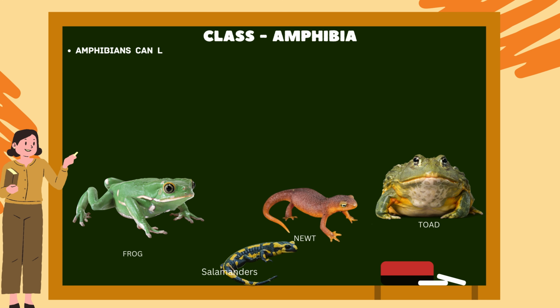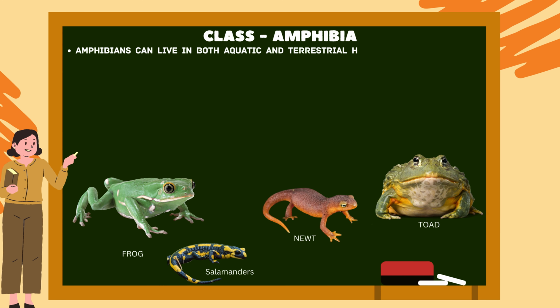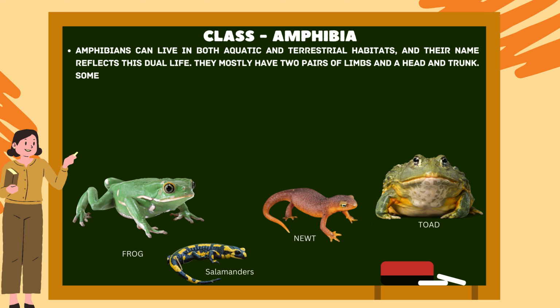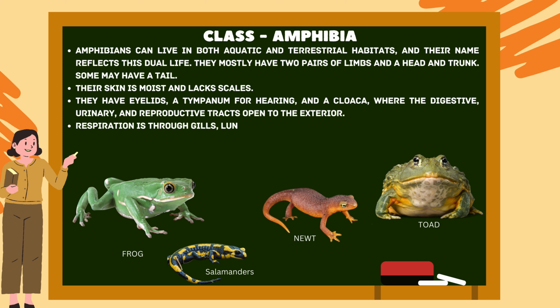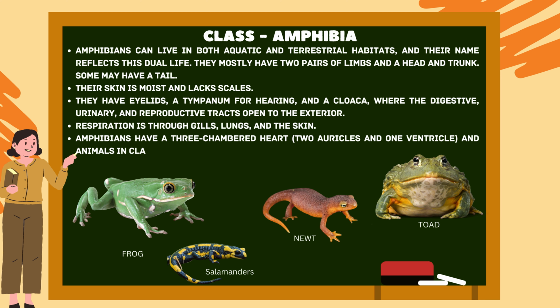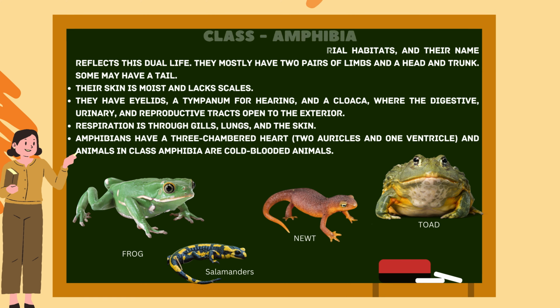Class Amphibia. Amphibians can live in both aquatic and terrestrial habitats, and their name reflects this dual life. They mostly have two pairs of limbs and a head and a trunk. Some may have a tail. Their skin is moist and lacks scales. They have eyelids, a tympanum for hearing, and a cloaca where the digestive, urinary and reproductive tracts open to the exterior. Respiration is through gills, lungs and skin. Amphibians have 3-chambered hearts, 2 auricles and 1 ventricle. Animals in class Amphibia are cold-blooded animals.